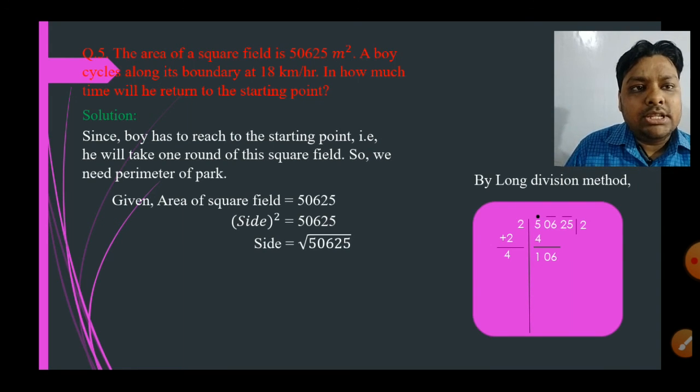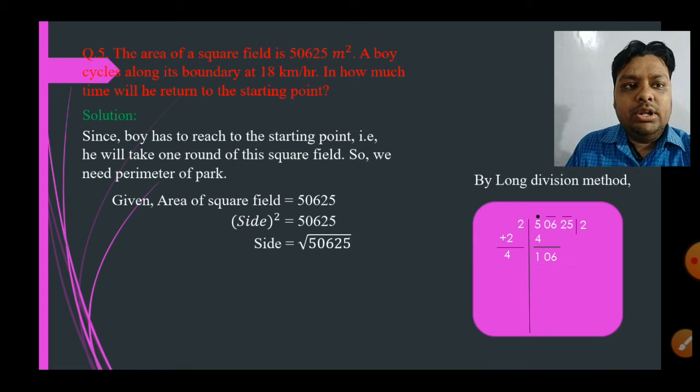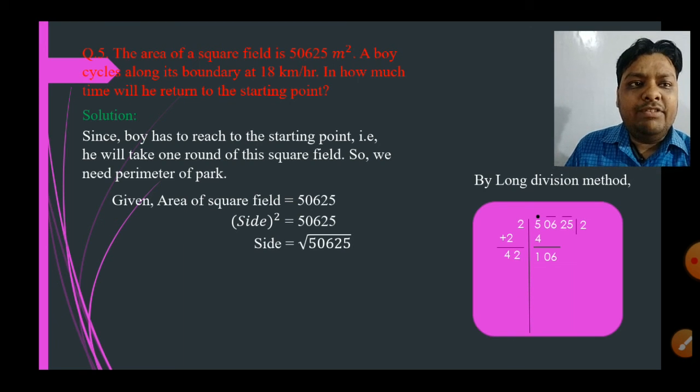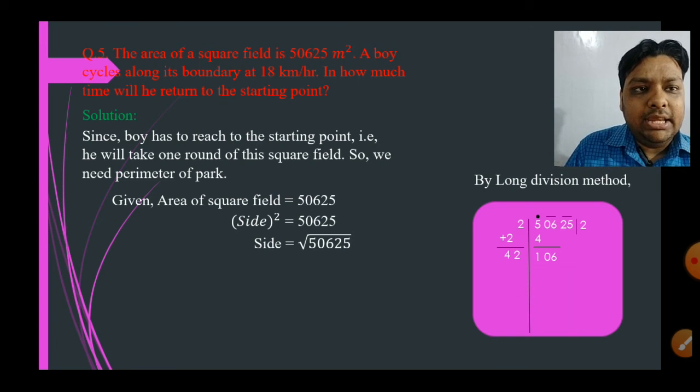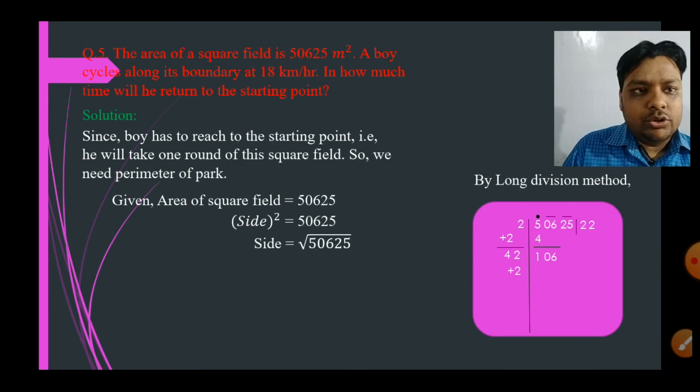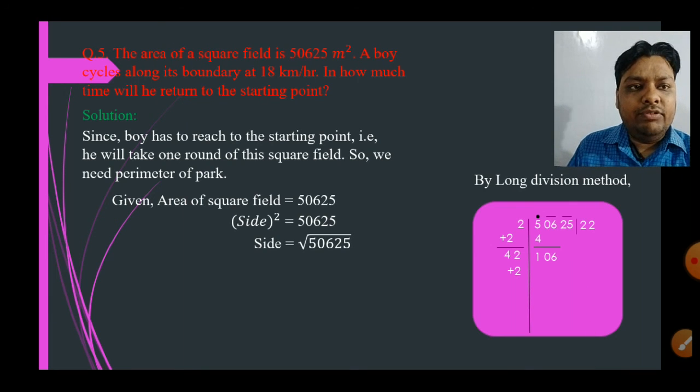Now here you can see 2 plus 2 is equal to 4. So what number will we write just beside 4 to get a number which is less than or equal to 106? If we take 3 then it will be more than 106. So we have to take 2 only. We write 2 in the divisor side and 2 in the quotient side. So 42 times 2 is 84.